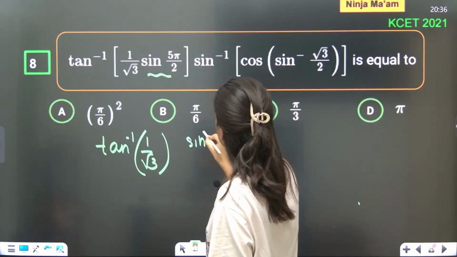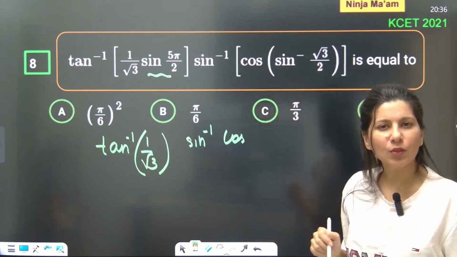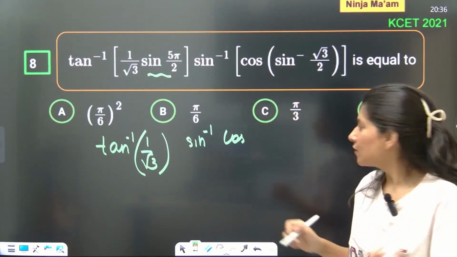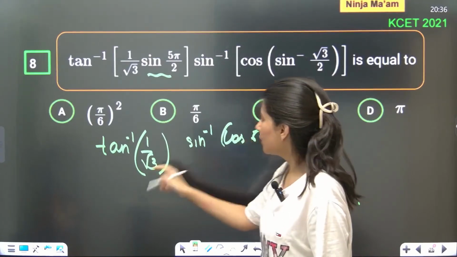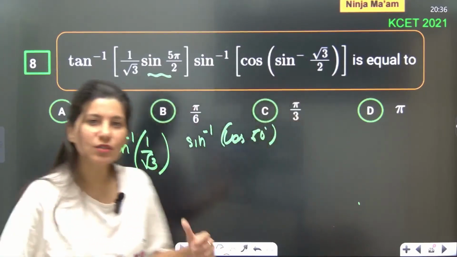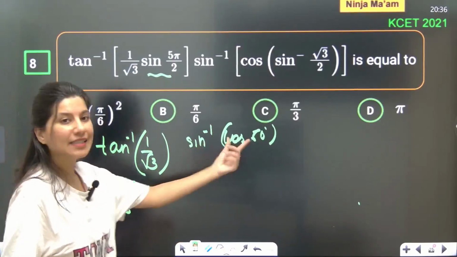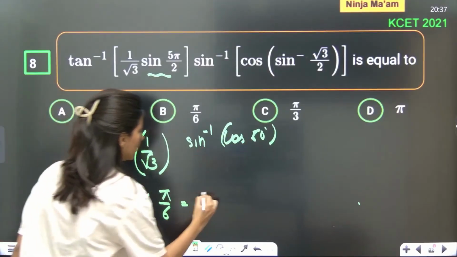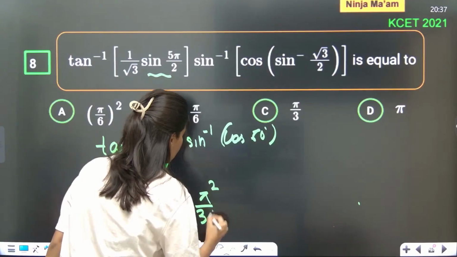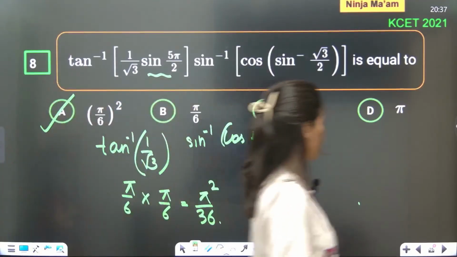Okay. Alright. Then sine inverse. So this is sine inverse cos, sine inverse root 3 by 2, 60 degree. So cos 60 degree is half. So this is tan inverse 1 by root 3, which is 30 degree, pi by 6, multiply. Now cos 60 degree is half, sin inverse half is again 60 degree, pi by 6, pi square by 36 is absolutely right. So option A is absolutely correct.